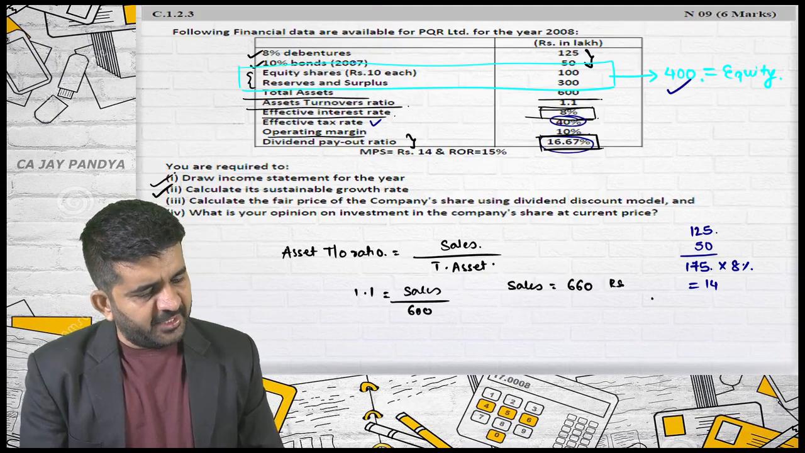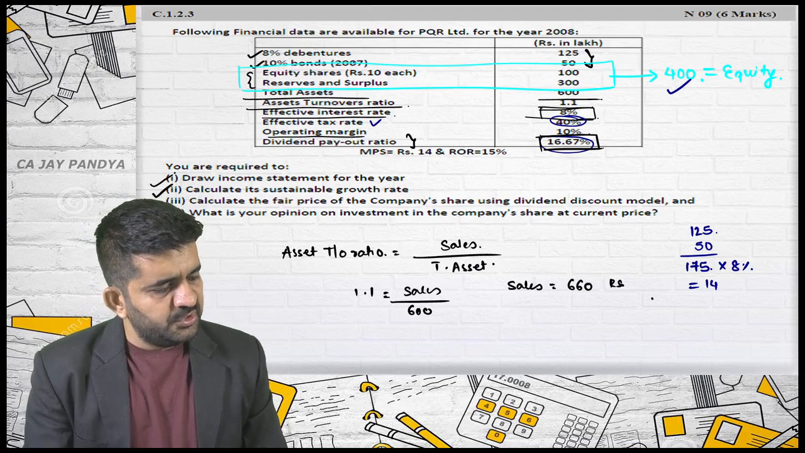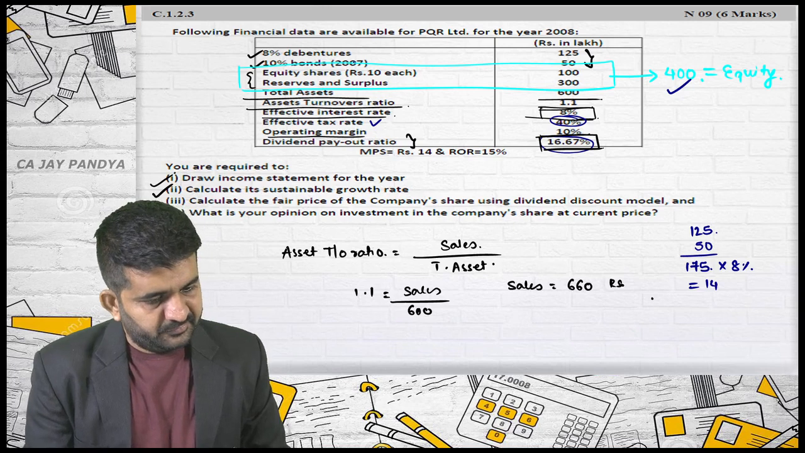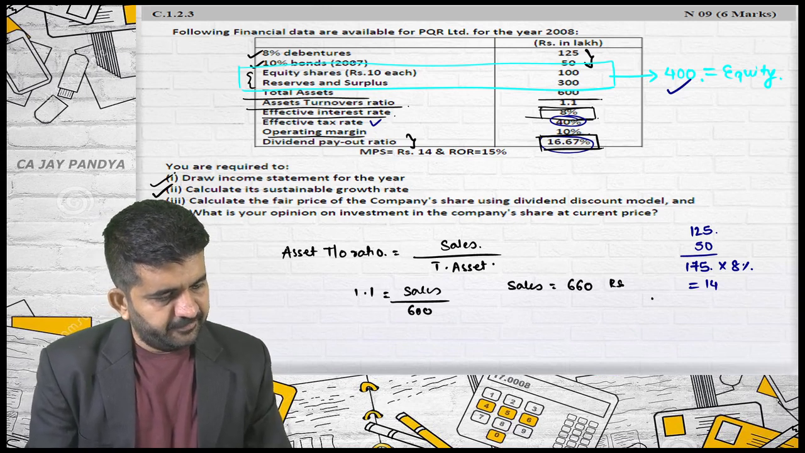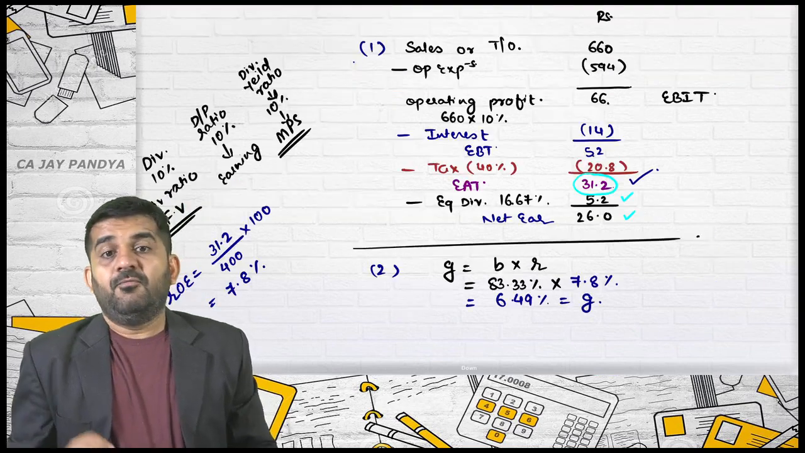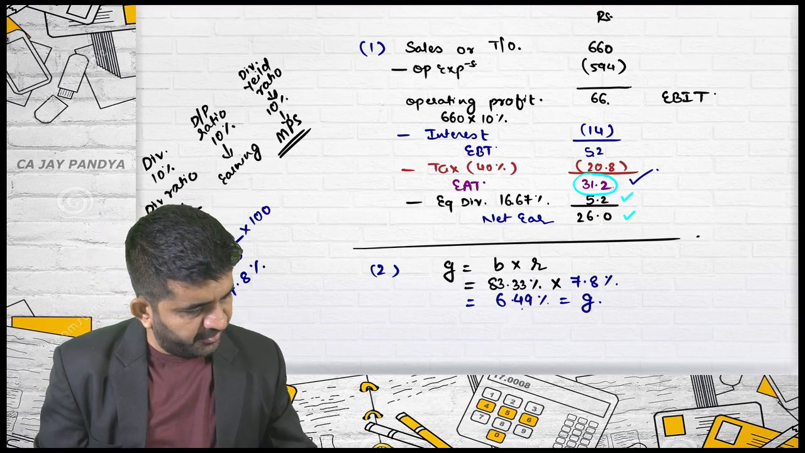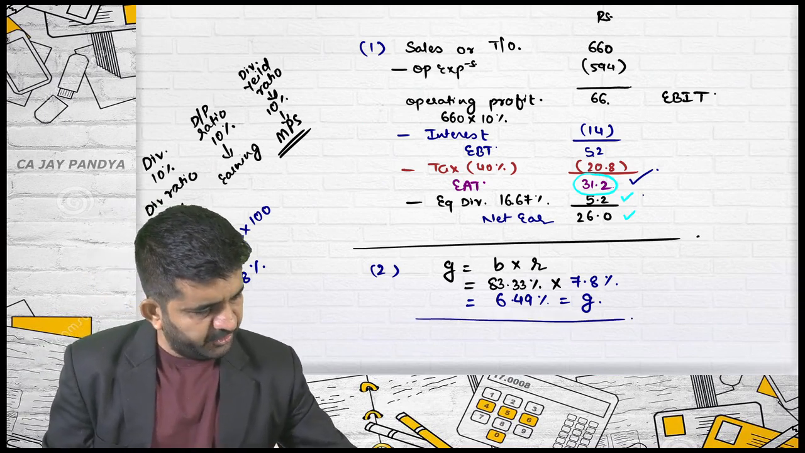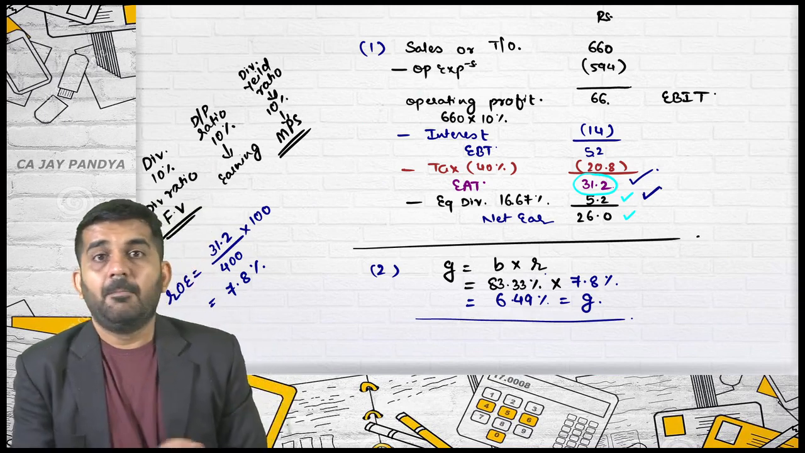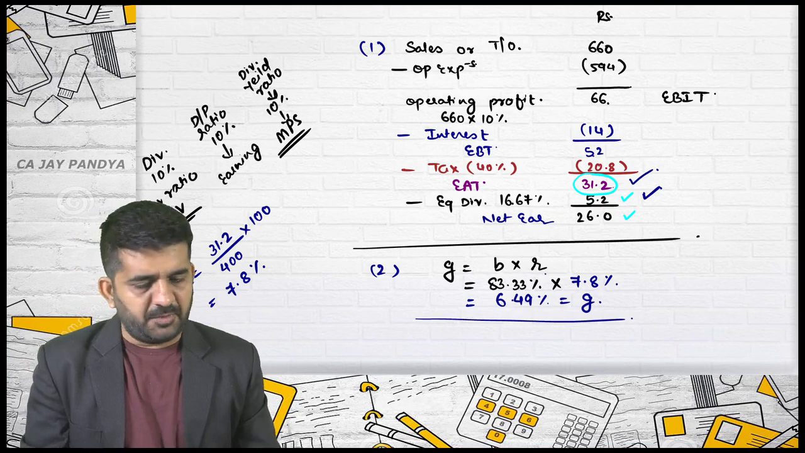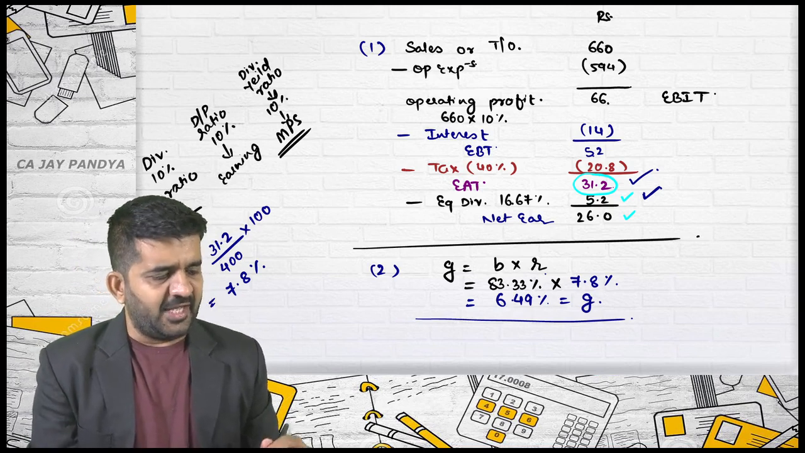Calculate the fair price of the company's shares using dividend discount model. All right. For required rate of return, first I'll need a dividend. Is dividend available? Yes, 5.2. But this is for whole of the company. 5.2 lakhs is for whole of the company. How many number of shares are there? I will be getting dividend per share.